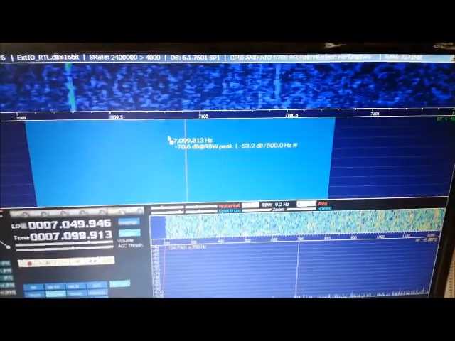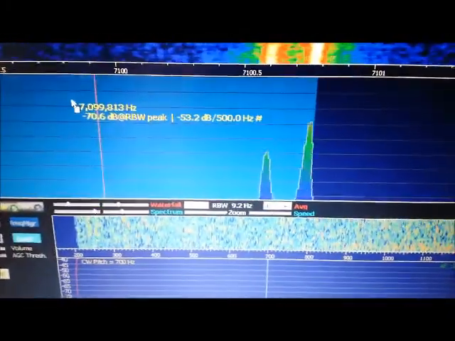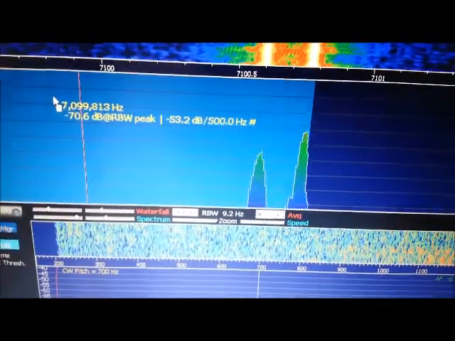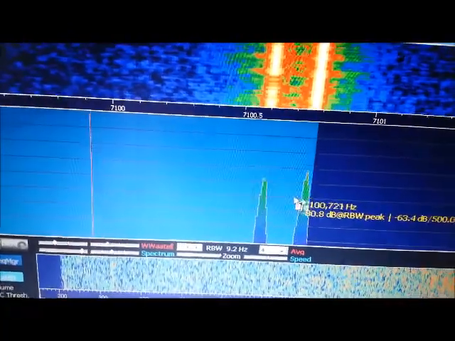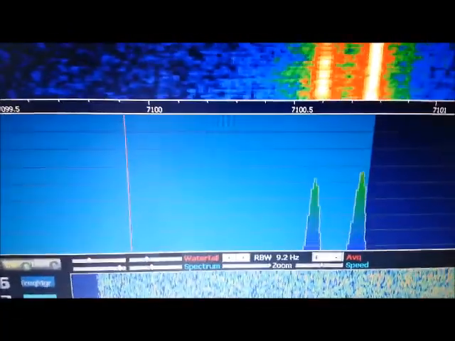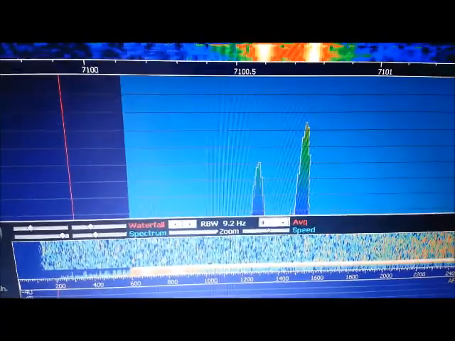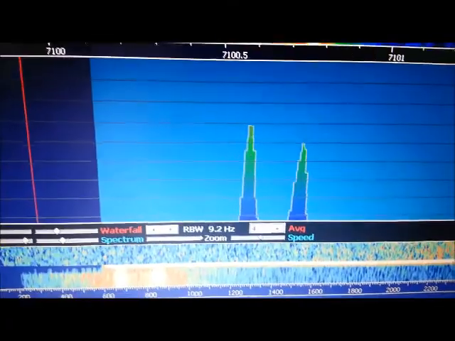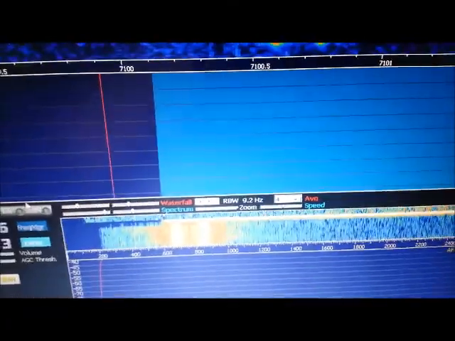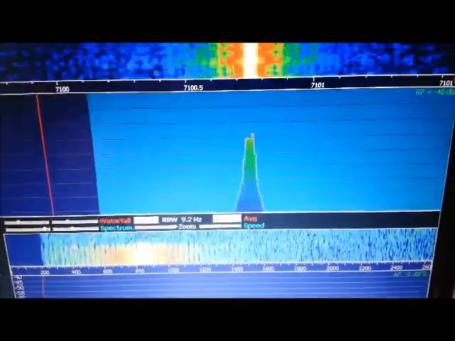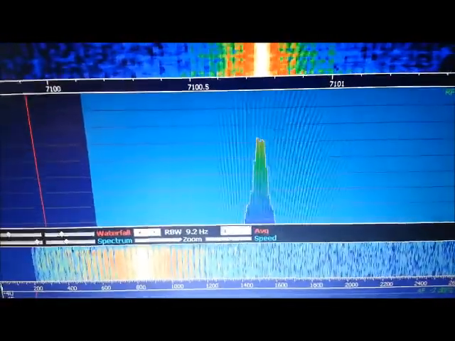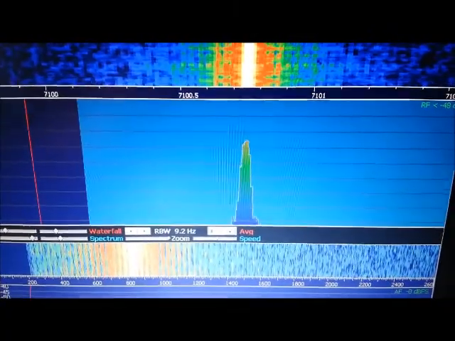So here's what RTTY looks like. There you can clearly see the mark and space frequency, and you'll notice that it is above the carrier frequency, so it's upper sideband. If I make this decode upper sideband, you'll hear that very familiar RTTY sound. And similar for PSK. Here it's generating a PSK signal, and you can hear that very familiar PSK sound.